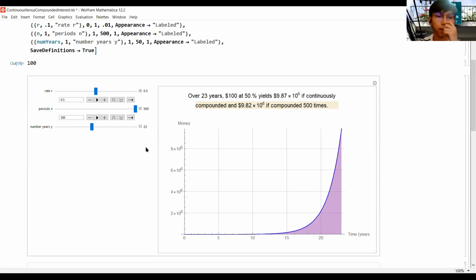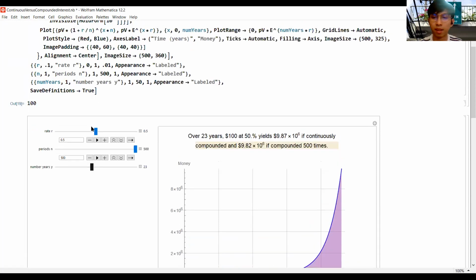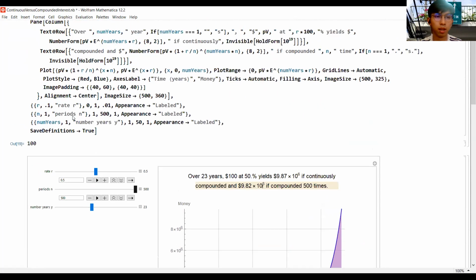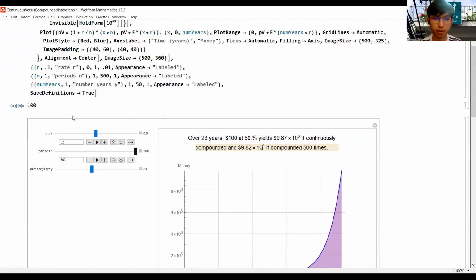Okay, I think you clearly understand why we can use the constant e in continuous compounding and compound interest.